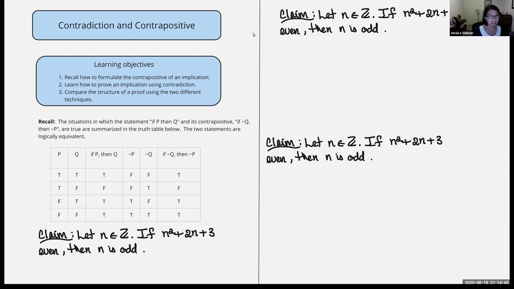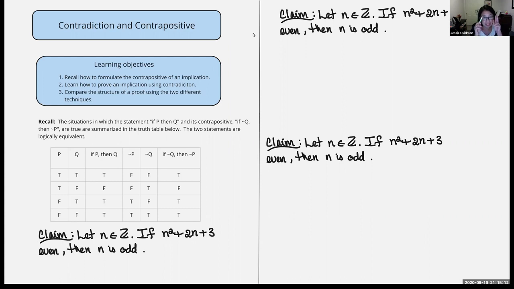In the left-hand two columns, you can see P and Q and all possible combinations of true and false values for them. And we remember that an implication P implies Q, or if P then Q, is true except for the one case when the premise is true and the conclusion is false. That's the one case that's not allowed.